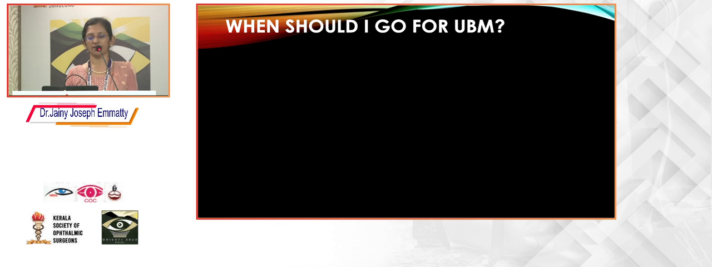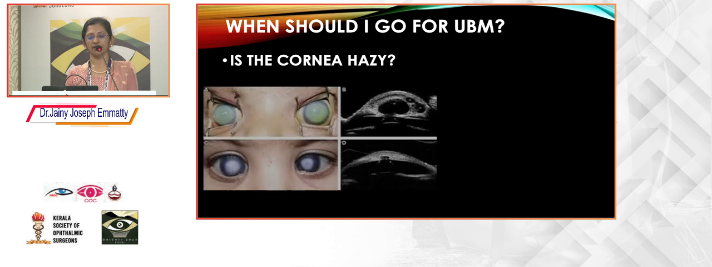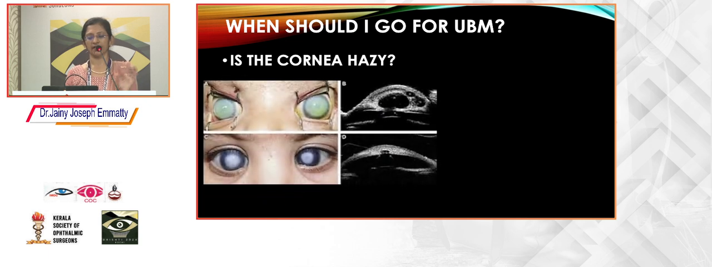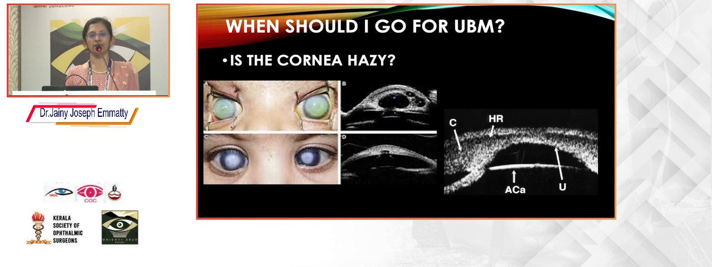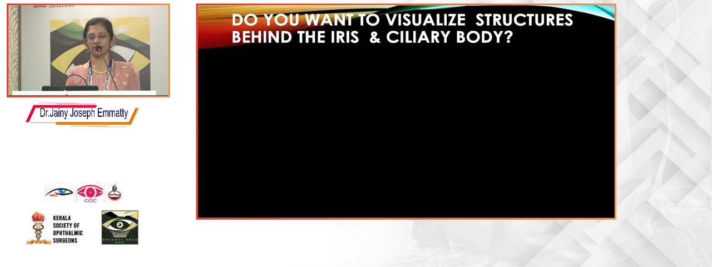So when should I go for a UBM? The first thing is when the cornea is hazy, I have no other option, it is only UBM. Conditions like corneal opacity, a case of congenital glaucoma or a Peters anomaly, where UBM will help us. It may reveal the presence of any associated aniridia or congenital aphakia, and it may also help in the proper surgical decisions in the management of those patients. So the imaging modality of choice is UBM.